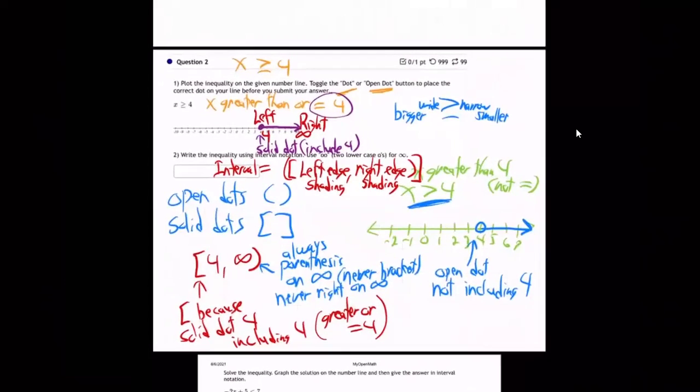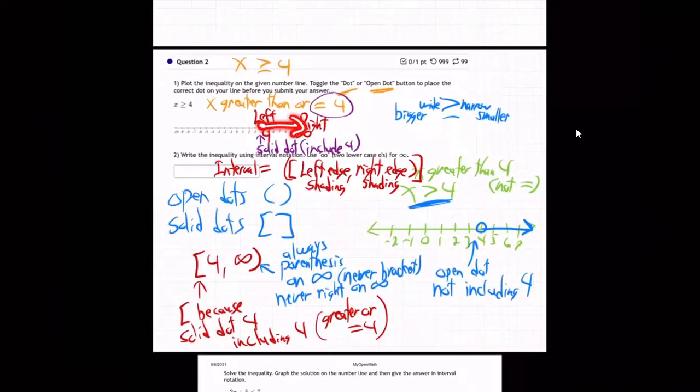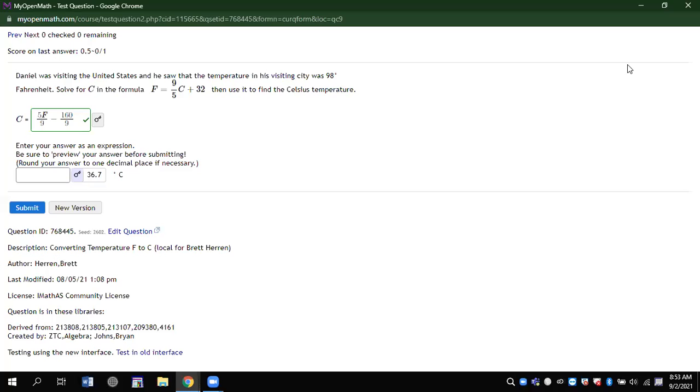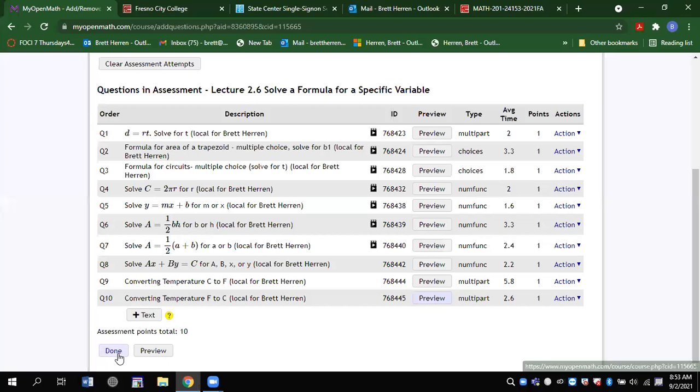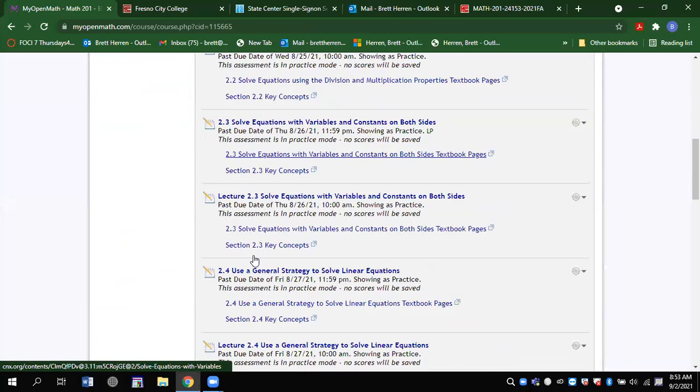So the left edge is 4, the right edge is infinity. A solid dot means a bracket, straight on 4. Infinity is always a parenthesis because you're never straight on infinity. Let me share my screen and show the actual workings of this problem.